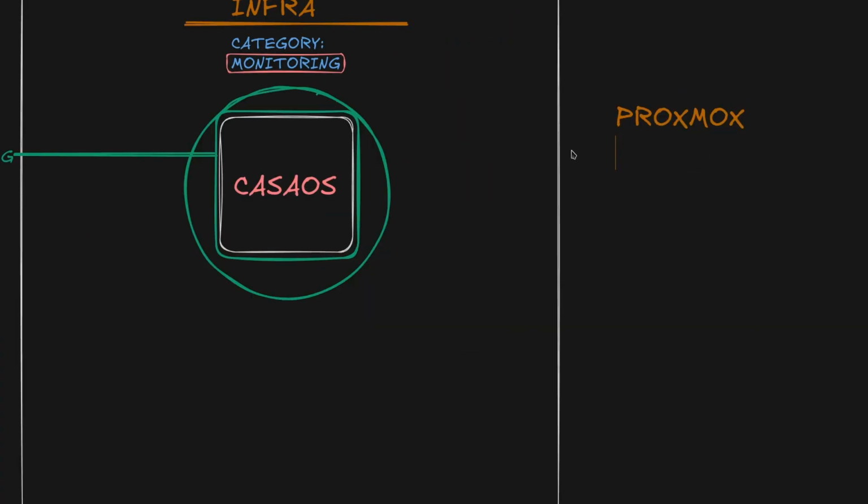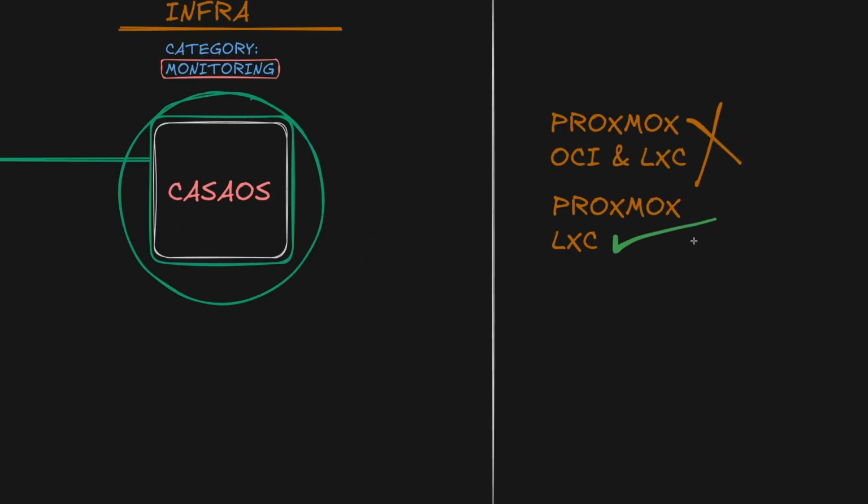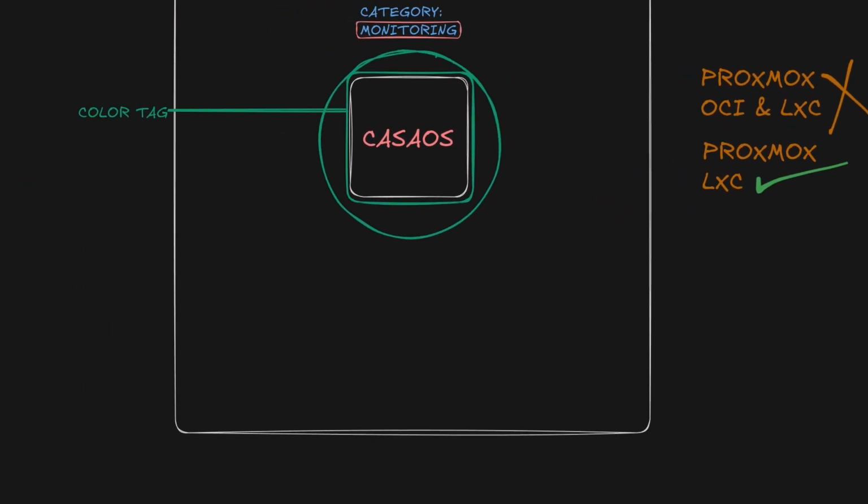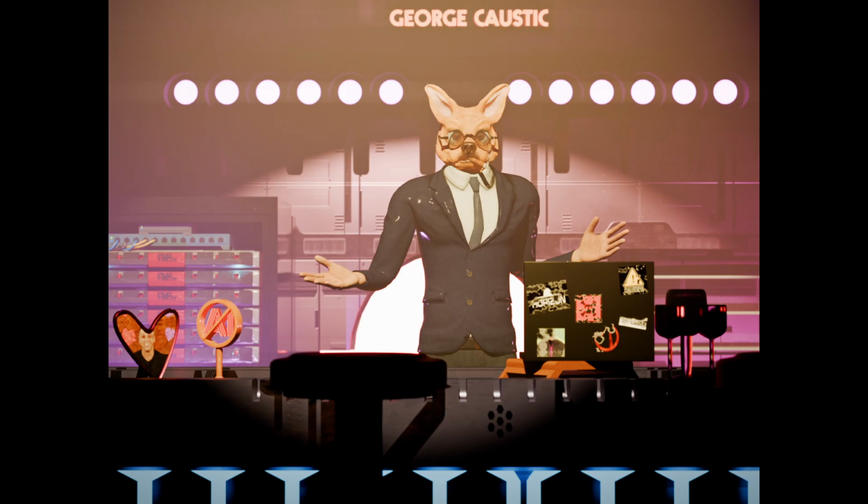I don't recommend using Proxmox OCI LXC because, again, that's a lot of IP addresses to keep track of, but I do recommend using the LXC because it's the same idea. You can deploy a heavy LXC and you can deploy several services on it.